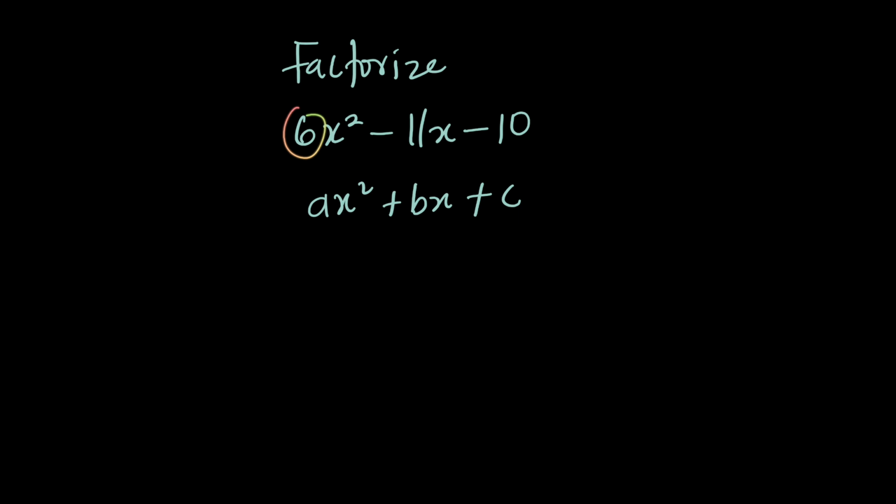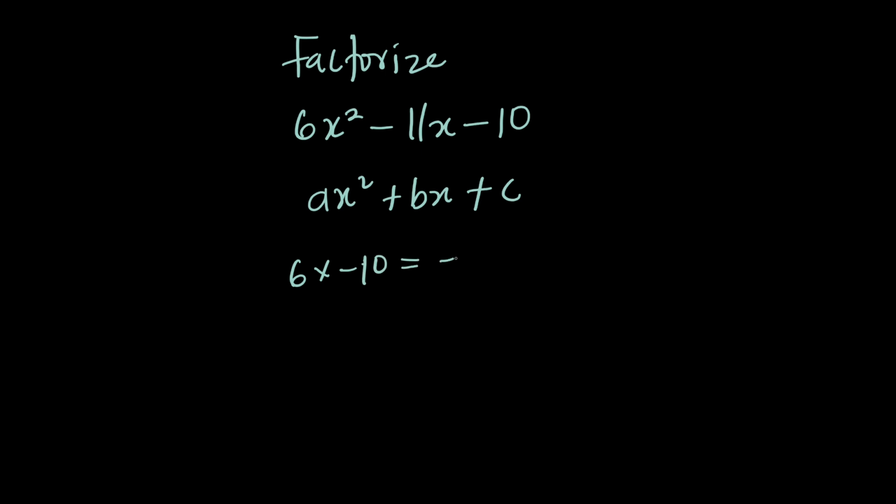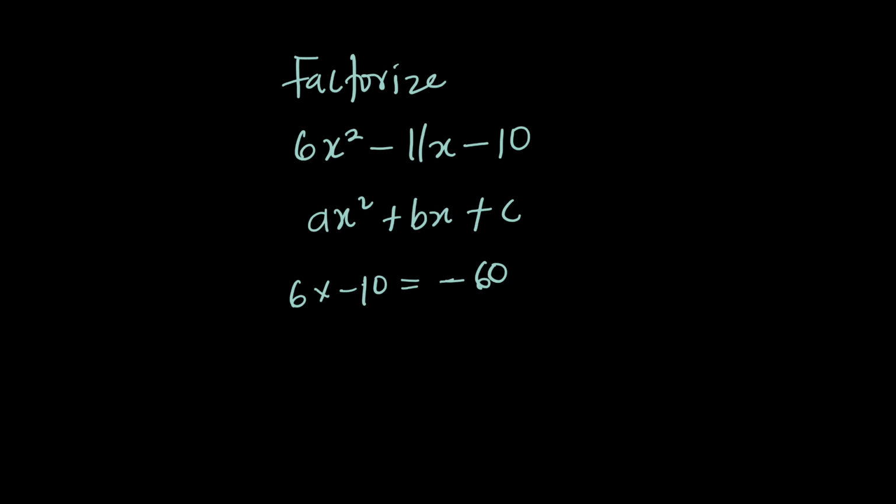It is 6. So in order to solve this, we must multiply this leading coefficient and this constant here. And that will give us 6 times negative 10, which is negative 60. Now we have to find two numbers. When you multiply, you get negative 60, but when you add, you get negative 11. So what are those two numbers?